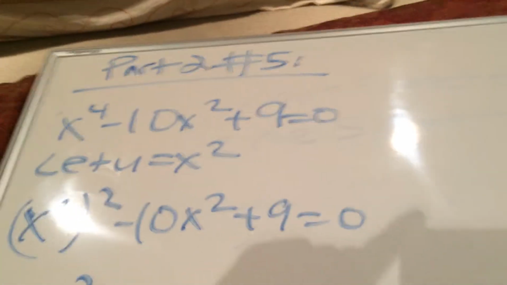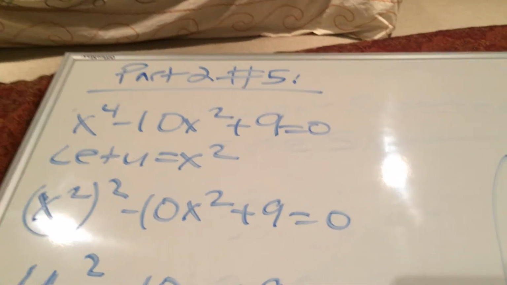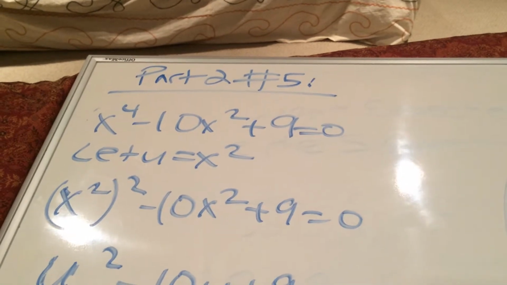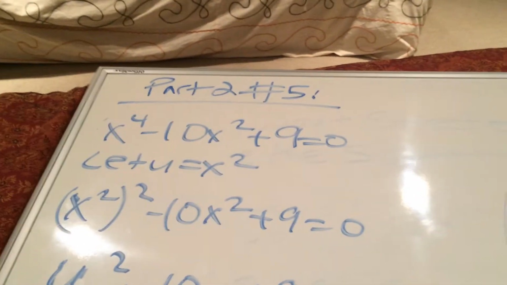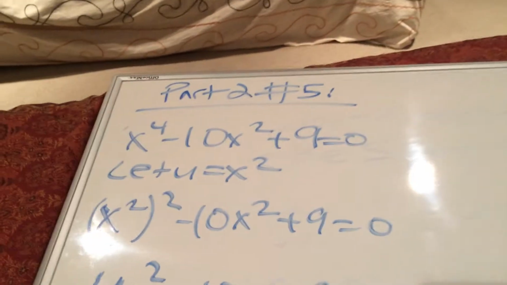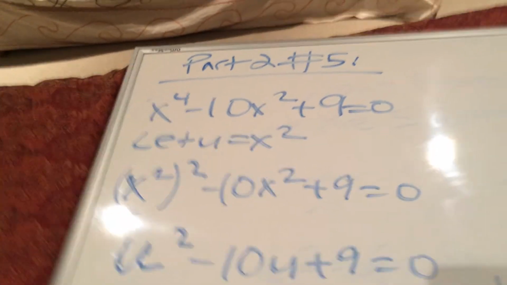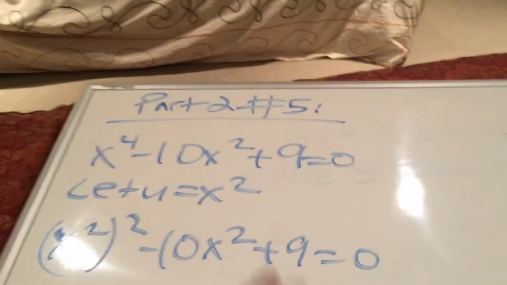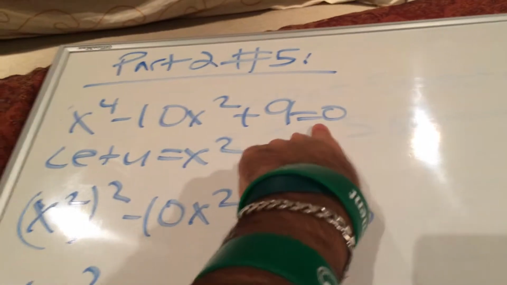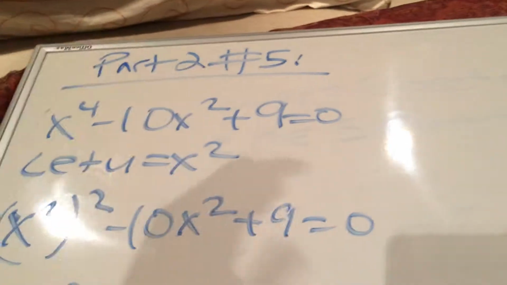All right, folks, there's a request for a video for part 2, problem number 5. This is on the homework due Wednesday, and it says x to the fourth minus 10x squared plus 9. Want to find the roots. Step 1 in finding the roots is always set the equation equal to 0.